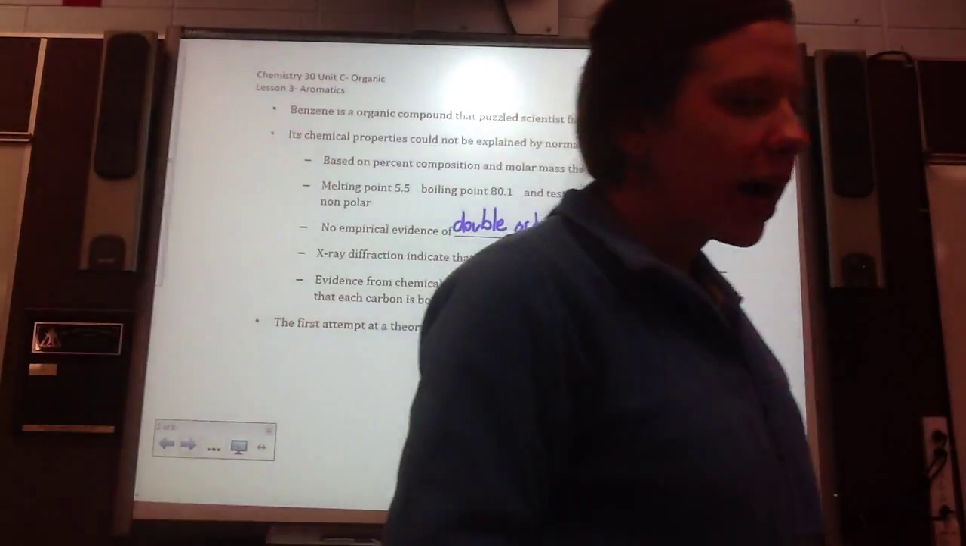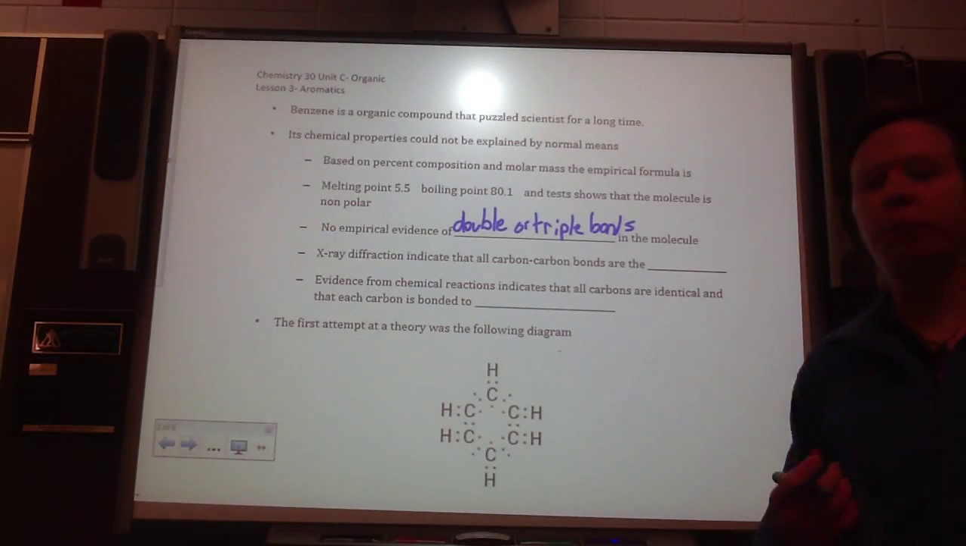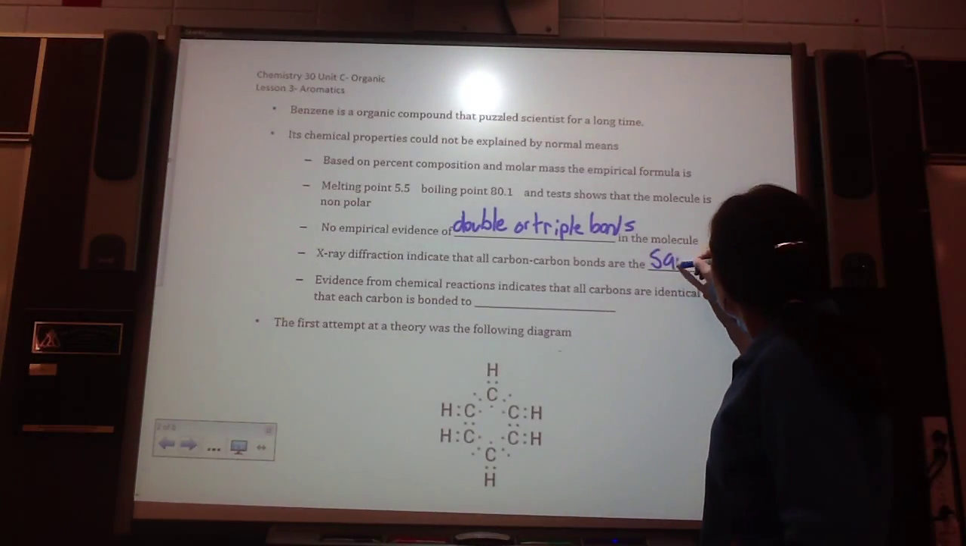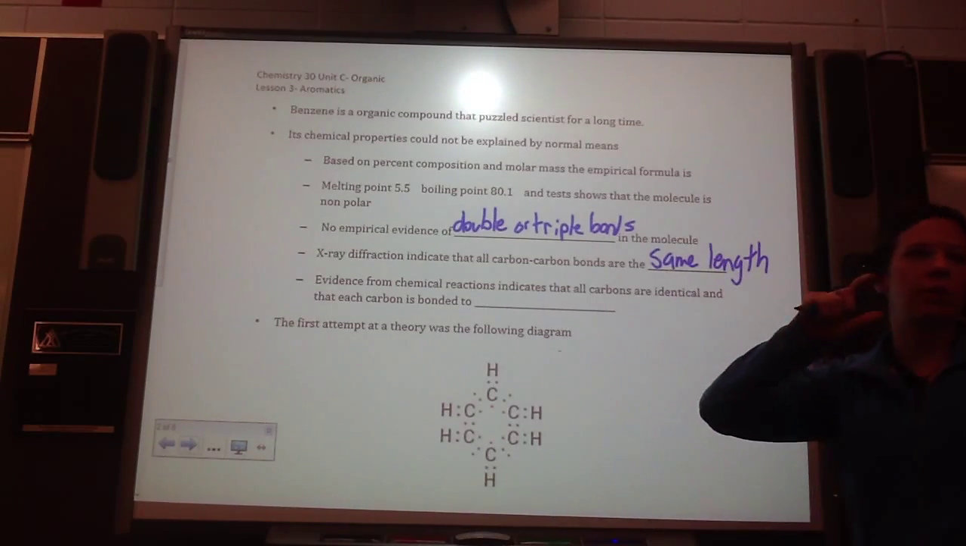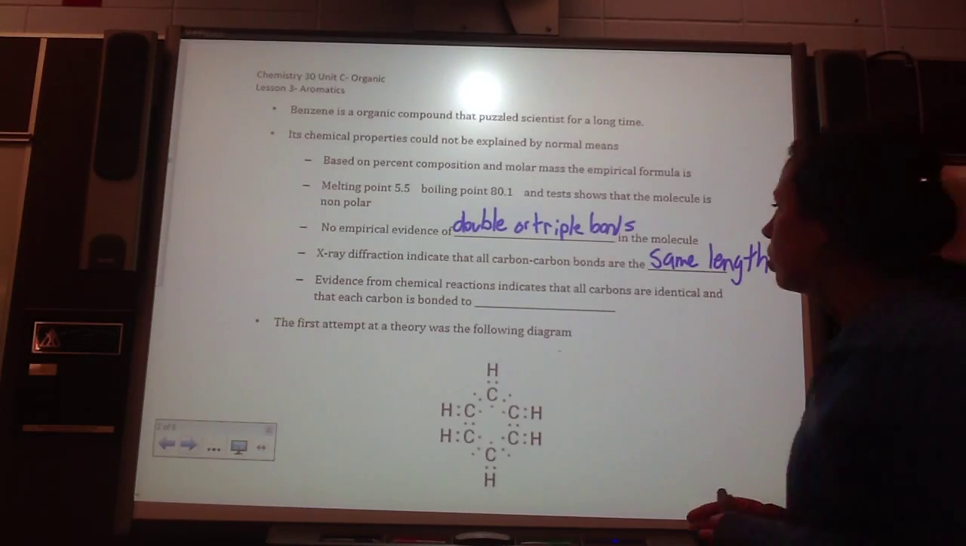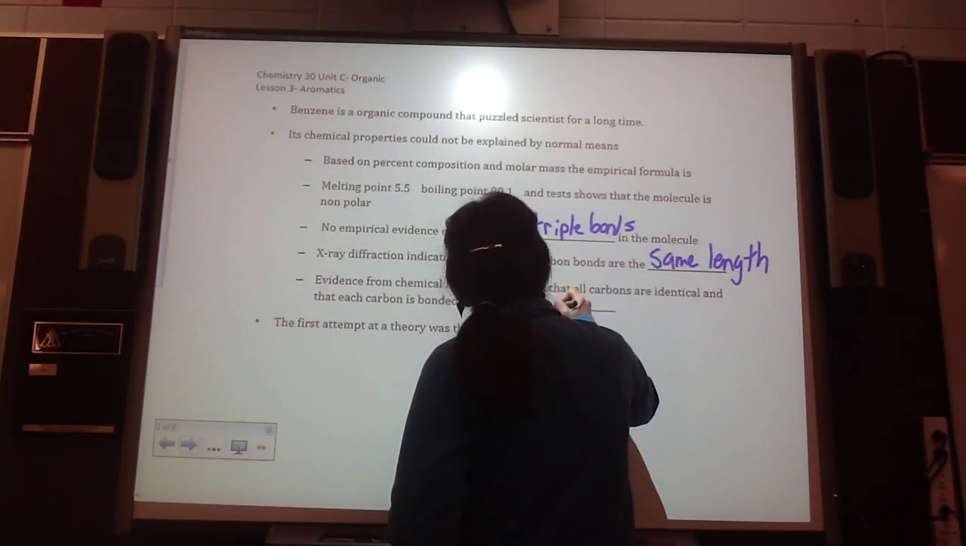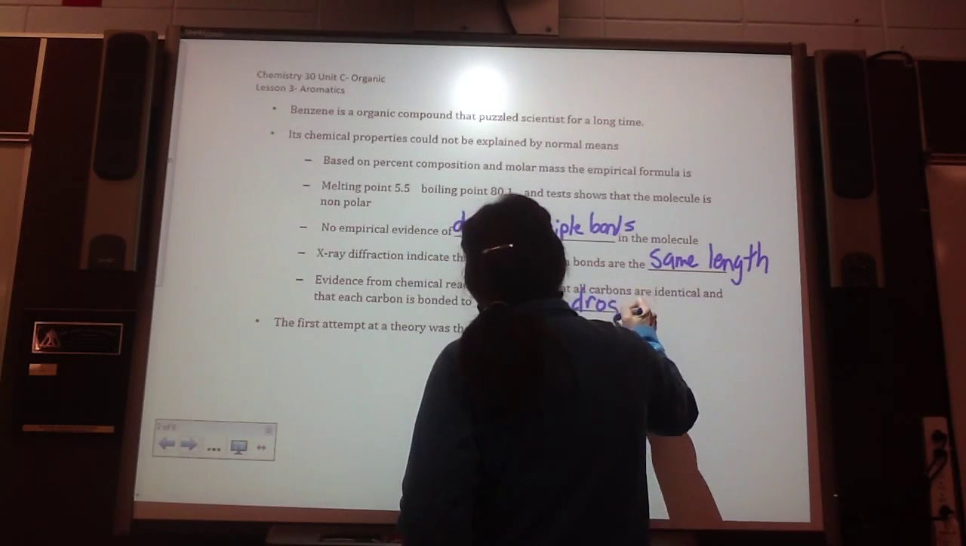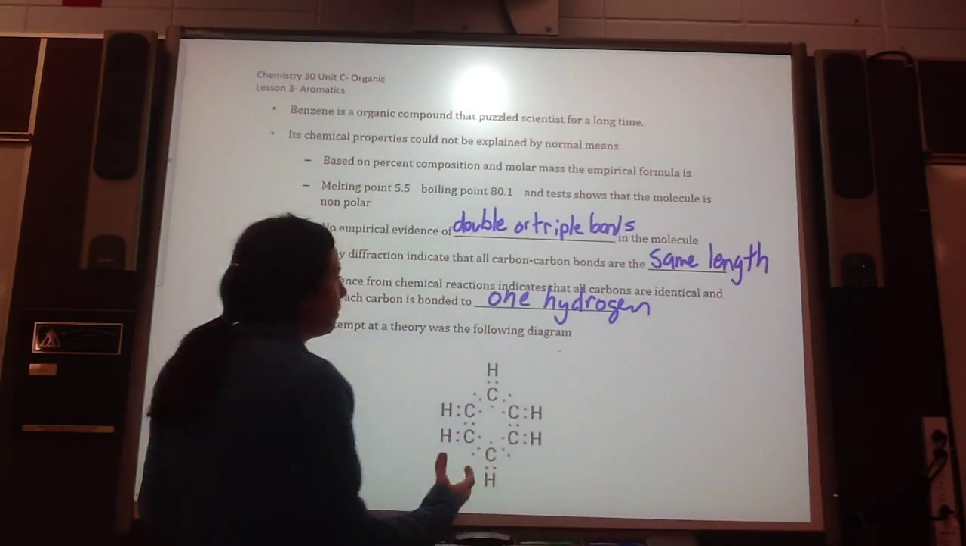However, X-ray diffraction indicated that all carbon bonds are the same length. Now, if you get into more organic chem, double bonds, single bonds, and triple bonds are different lengths. So that all carbons are equally spaced apart was kind of weird, right? Evidence from chemical reactions indicates that all carbons are identical and that each carbon is bonded to one hydrogen. So all this information doesn't really match up.